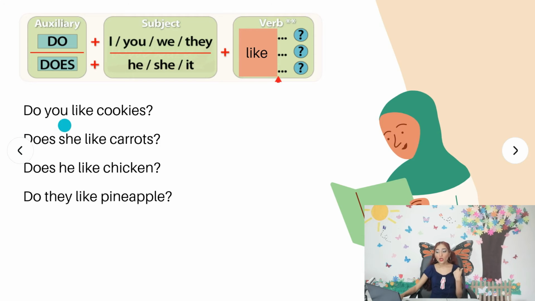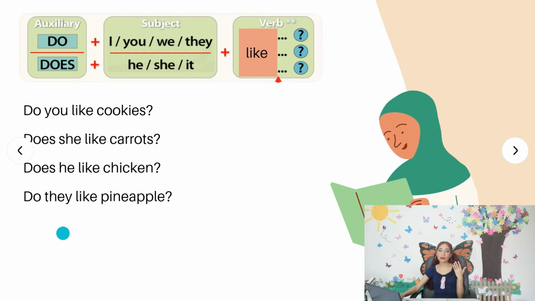For example, do you like cookies? We have it in here. In this case, we use the auxiliary do because our subject is you, okay? Vamos así en línea. Este se usa con estos y este se usa con estos. Okay, then we are going to write like and the vocabulary.